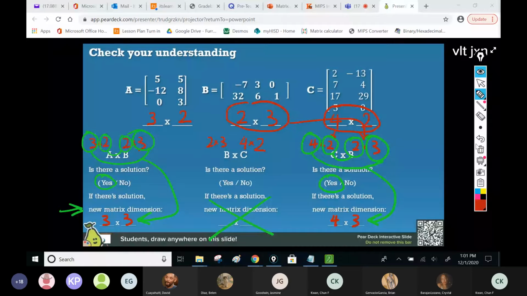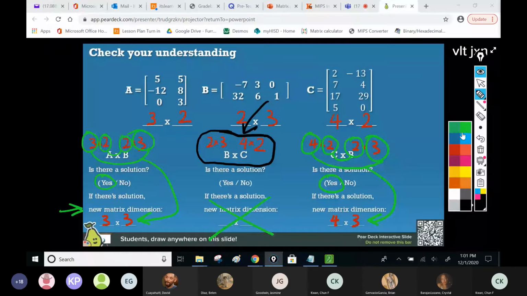The reason you've got to be careful is because the order matters. If you mess up the order, like in the previous problem, almost exactly the same, the order is reversed. It is not C times B, it is E times C. Once you flip the order and check if there's a solution, you will see that the inner numbers are not the same, so you have no solution. So you've got to be very careful on the order.